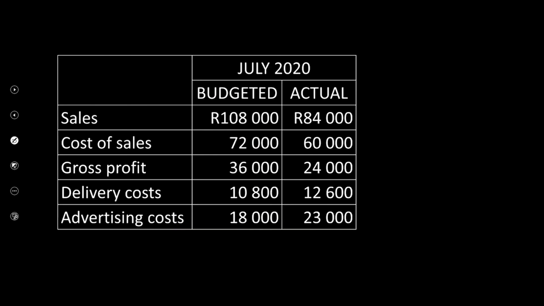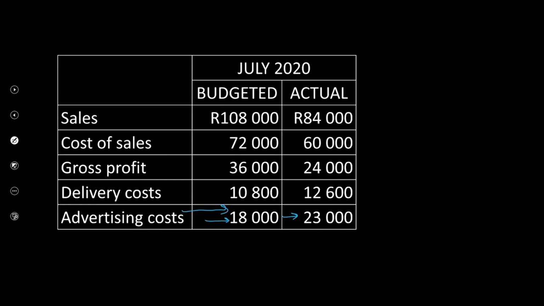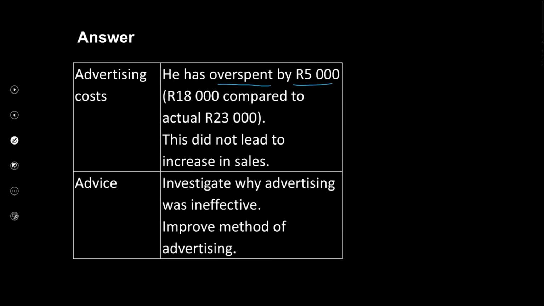Okay. Once again, we look at our sales figures, cost of sales, our gross profit, our delivery we've dealt with. We're now looking at advertising costs, okay? Because that's the next part of the question. We budgeted 18,000, but we spent 23,000. Again, advertising. The owner has overspent the budget by 5,000 Rand. How do we get the 5,000 Rand? By comparing. Watch, we compare. Our actual amount was 23,000 minus your 18,000 will give you a figure of 5,000 Rand. Clearly, you can see that we've overspent the budget by 5,000 Rand.